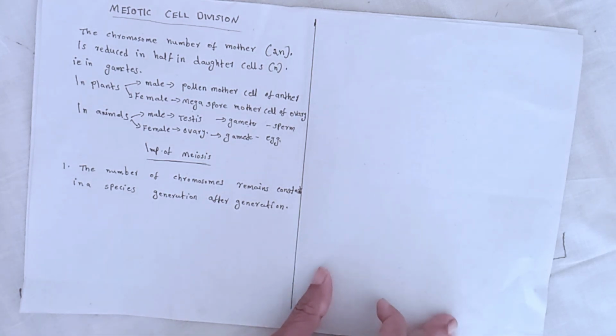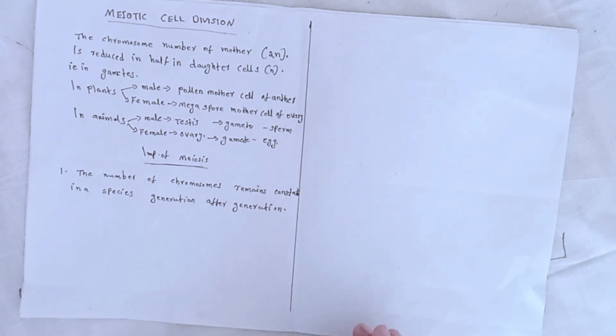For example, the chromosome number of onion is 16 in somatic cells, but the chromosome number of the gamete is 8. In case of potato, the chromosome number is 48 in somatic cells, but in gametes it is 24. Horse, 64, is reduced to 32 in gametes, and in case of man the gametes have only 23, but in somatic cells it is 46. 2n is 46 and n is 23.